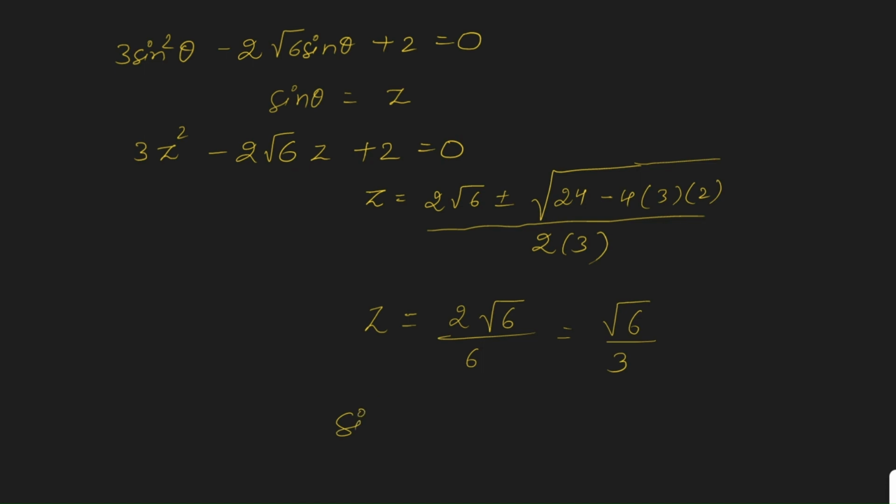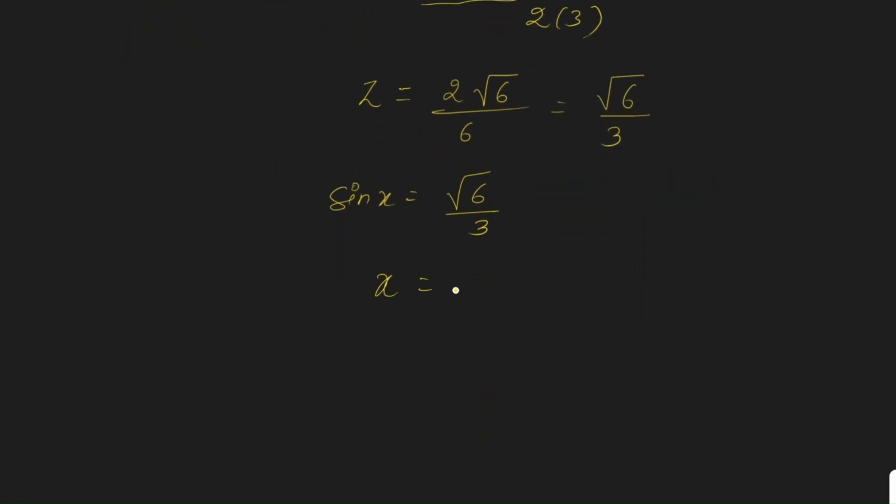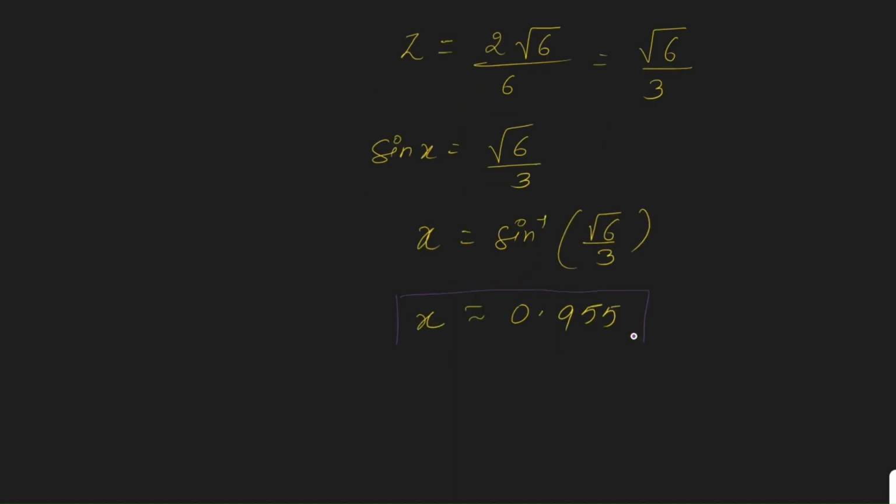So this tells me that my sin x is √6 over 3, and my x is going to be the inverse sine of √6 over 3. Let's calculate this value. So this comes out to be 0.955. Right, so this is going to be the solution for my equation. I'll also get one more solution, which is π minus this, but checking for that value, I think that value does not satisfy our equation.